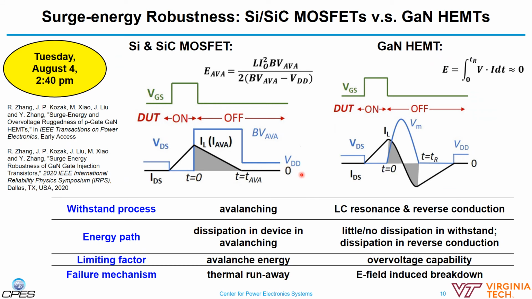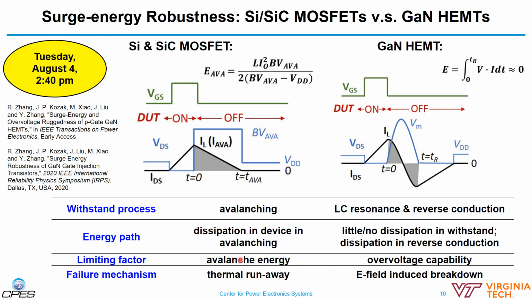Okay, so this is a summary of what we have found up to now. If we compare the silicon carbide MOSFET with the GaN HEMT under this UIS test, the silicon carbide MOSFET withstands the surge energy by avalanching, and the GaN withstands by the LC resonance and then the reverse conduction. The energy is dissipated in the silicon carbide MOSFET during the avalanching process, while there is almost no energy dissipated during this resonance withstand.